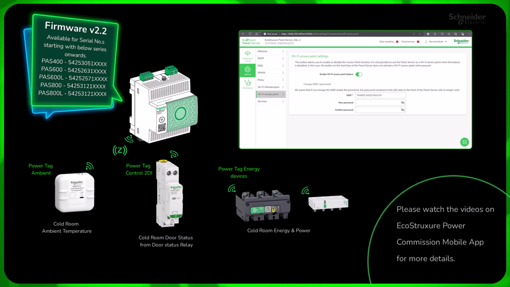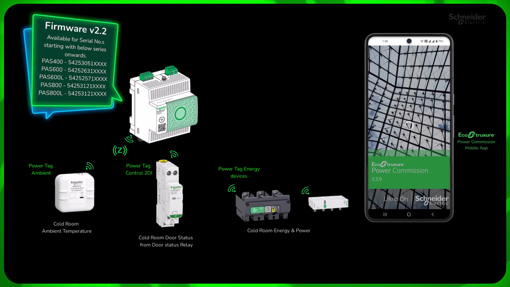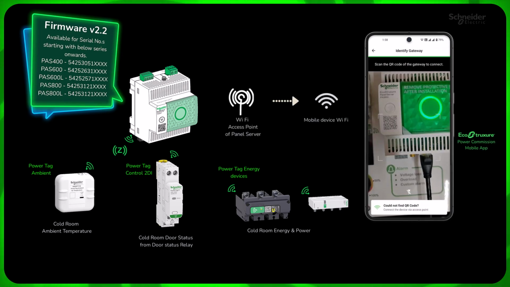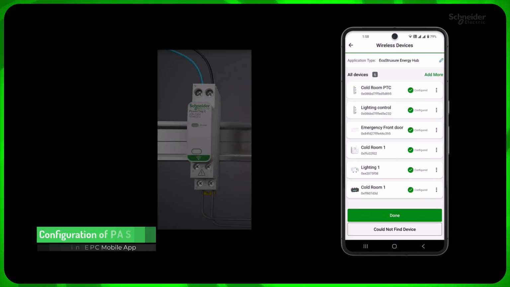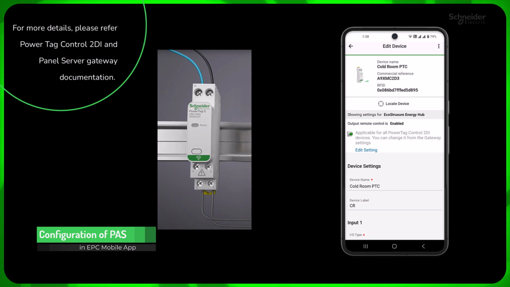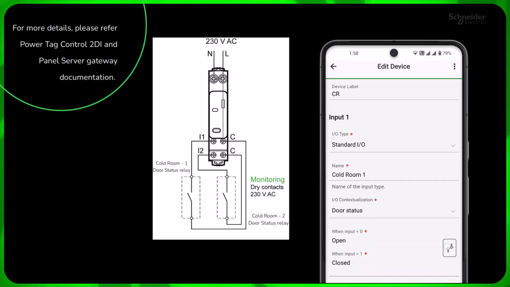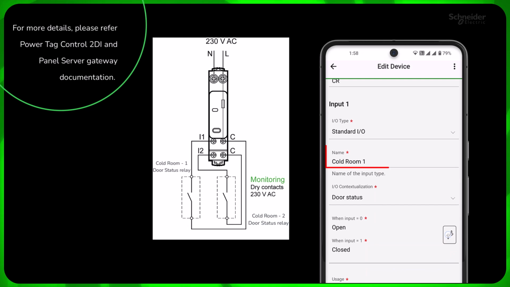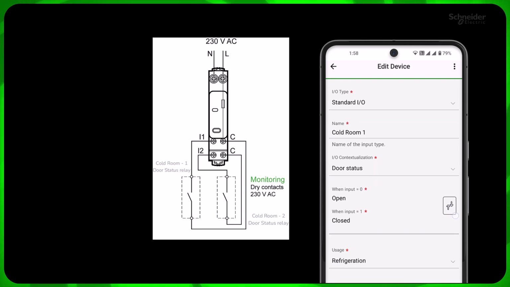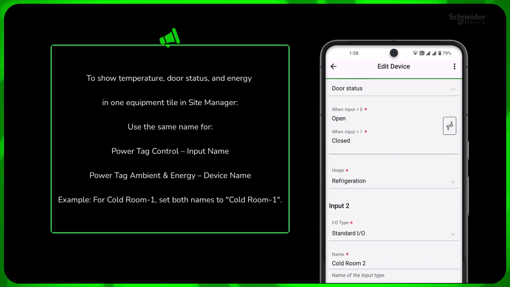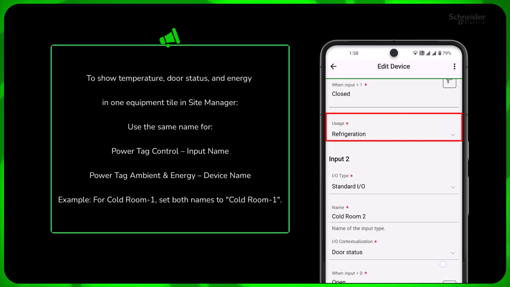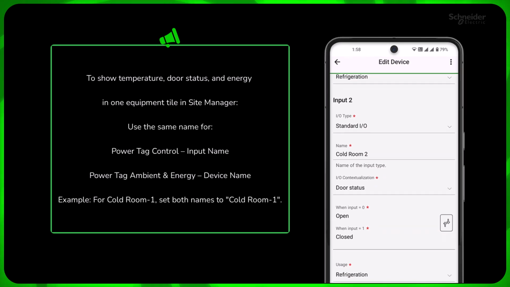Configure the Panel Server through web pages or the EcoStruxure Power Commission mobile app. In PowerTag control settings for the respective input connected to door status, select the I/O type as Standard I/O. Provide the input name to identify the refrigeration equipment. For I/O contextualization, select Door Status. Enter the usage type as refrigeration and set the other parameters as per site connections.